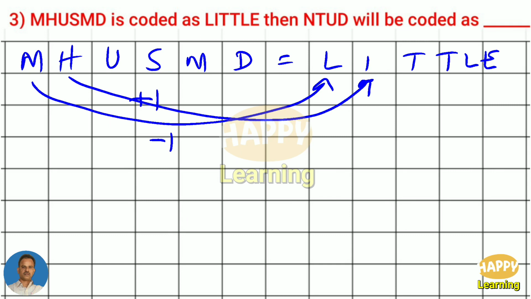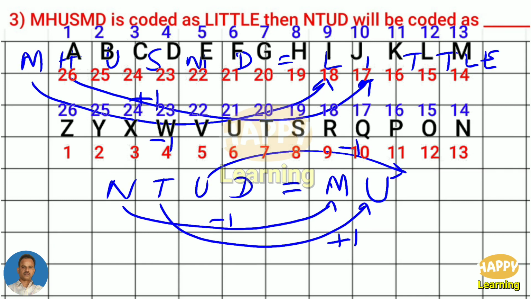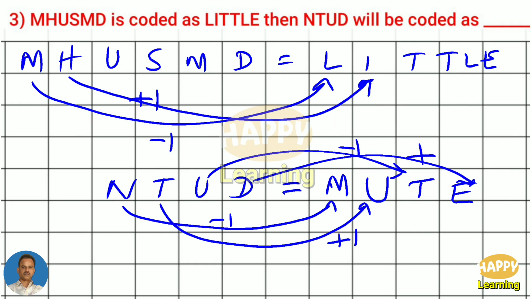So N, T, U, D will be coded as follows. First letter one step back, -1, so it will be M. For T, one step ahead, +1, it will be U. For U, one step back, -1, means T. And for D, one step ahead, plus, means E. So NTUD is coded as MUTE. Okay, right.